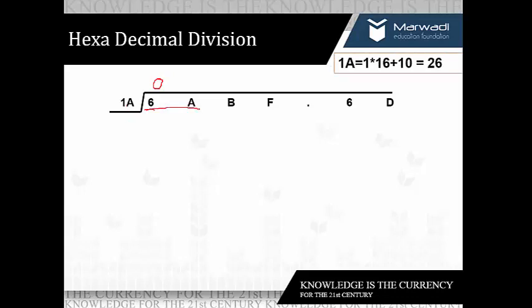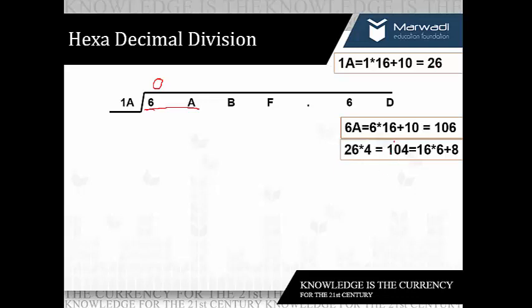1A along with 6A can be written as 6A equal to 6 into 16 plus the equivalent of A is 10, that is 106. Now we will be finding the nearest multiple of 26 to 106. So 26 multiplied by 4 is equivalent to 104, which is less than 106 and the nearest to 106. Now this 104 is in decimal, so we need to convert it into hexadecimal number, which is equal to 16 into 6 plus 8.